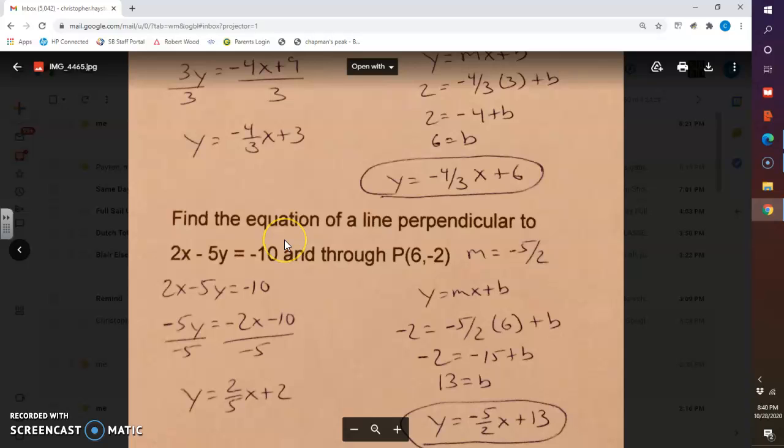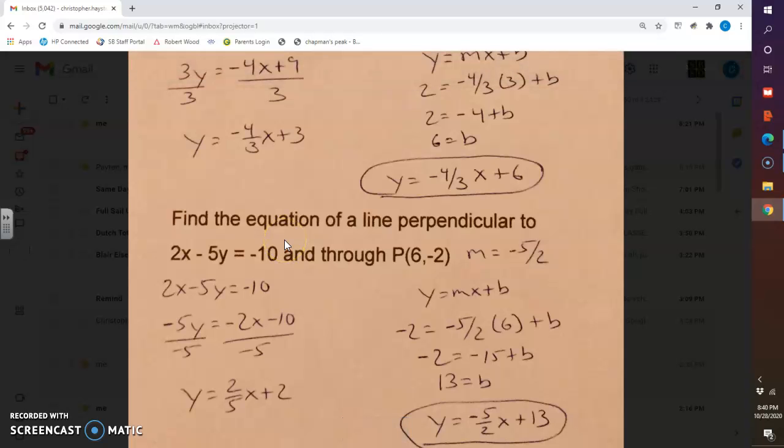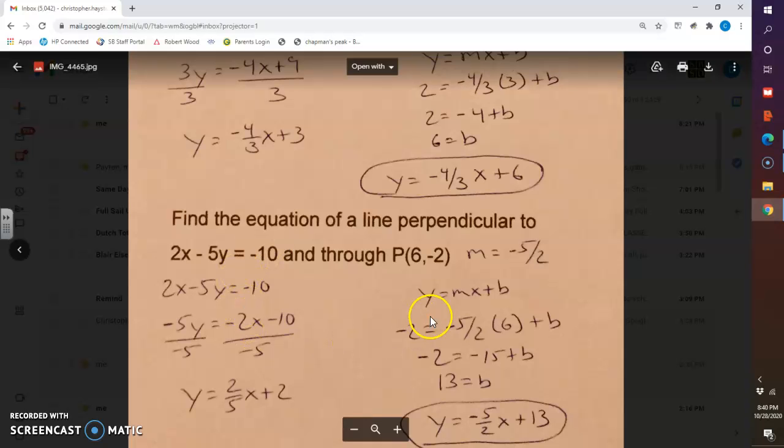Finally, we want to find the equation of a line perpendicular. We still find the equation of the given line in standard form that we have. 2x minus 5y equals -10. -5y equals -2x minus 10, and we divide everything by -5. Y equals 2/5 x plus 2. But we don't take that exact slope, we take the opposite reciprocal slope. If the slope is 2/5, the opposite reciprocal is -5/2. So I plug -5/2 in for my m.